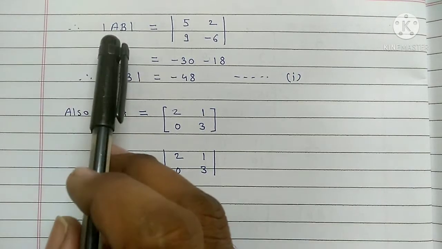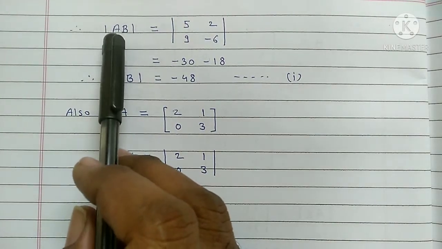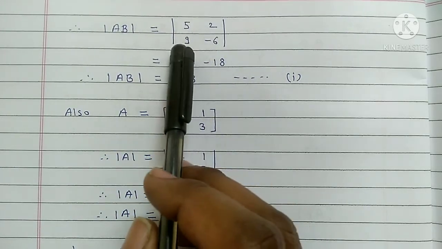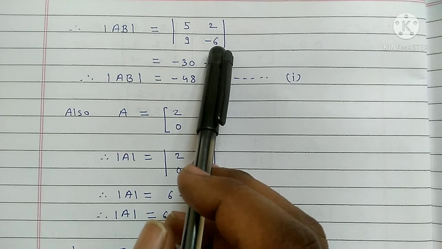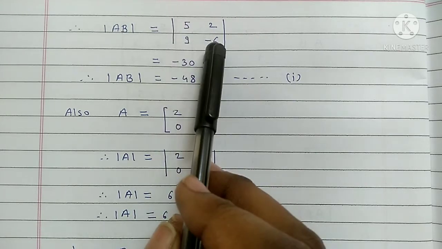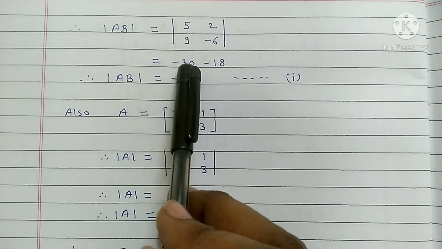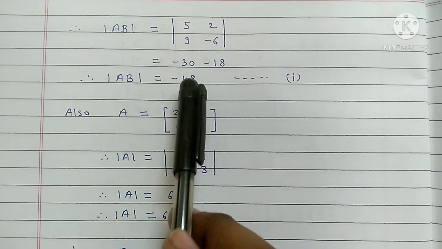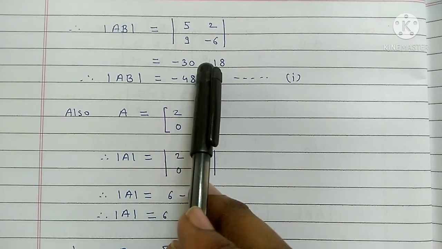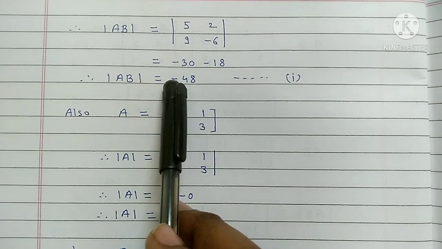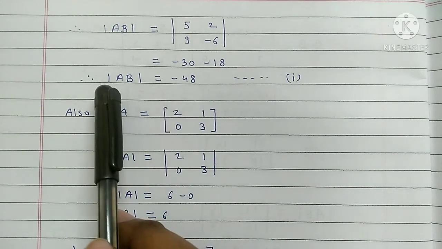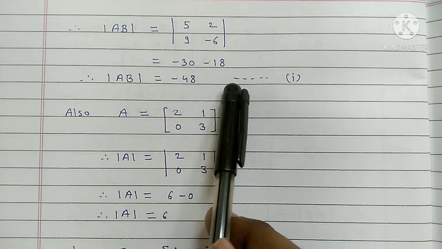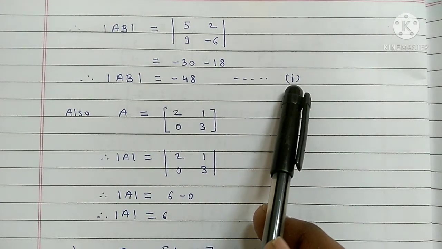So now we'll find determinant of AB. So determinant of AB is equal to determinant of 5, 2, 9, minus 6. So here cross multiplication. So 5 into minus 6 is minus 30. Then minus sign. 9 into 2 is 18. So minus 30 minus 18 is minus 48. So determinant of AB is equal to minus 48. So this is equation number 1.